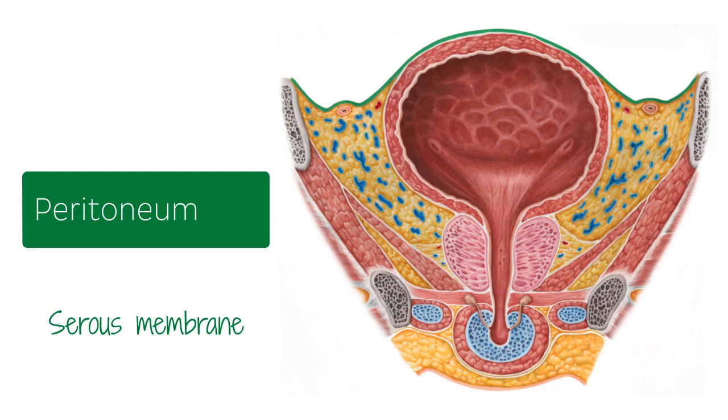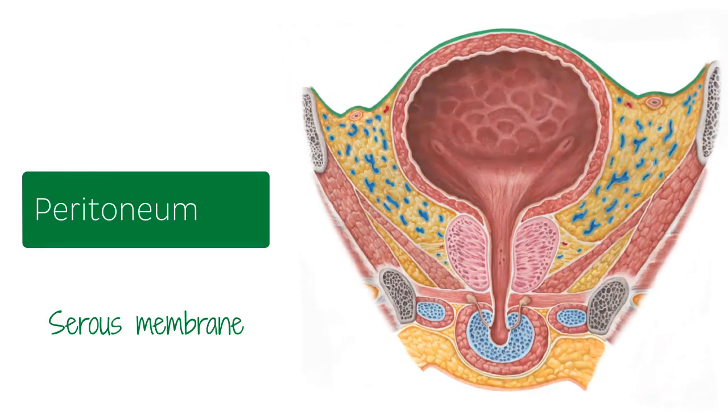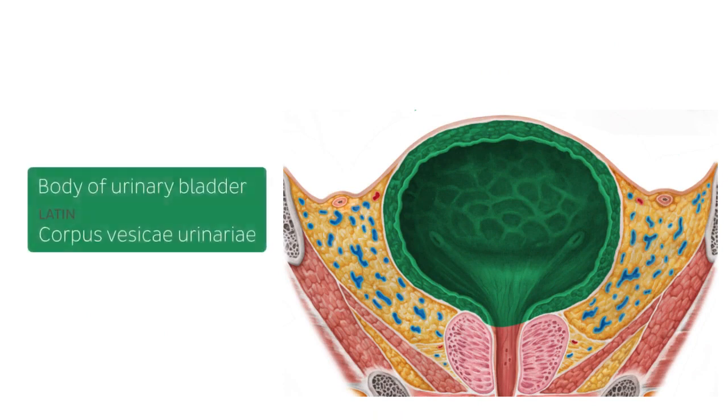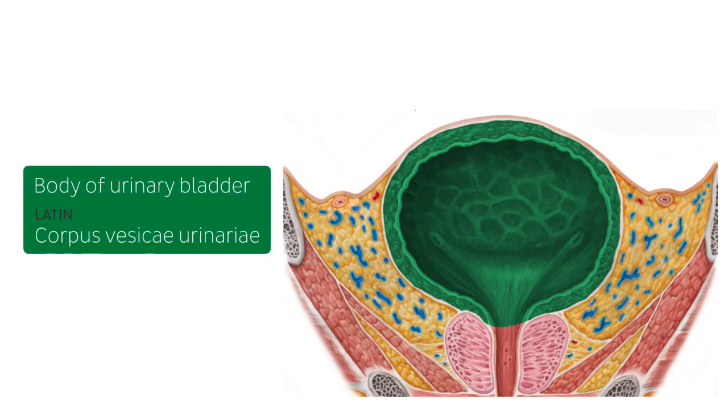Now that we just covered the peritoneum, it is time to move on and describe the different structures of the male urinary bladder, the first one of which you now see highlighted in green. This is known as the body of the urinary bladder. The body is lined with transitional epithelium, and this is a hollow pear-shaped part of the urinary bladder that holds the urine before it is voided.